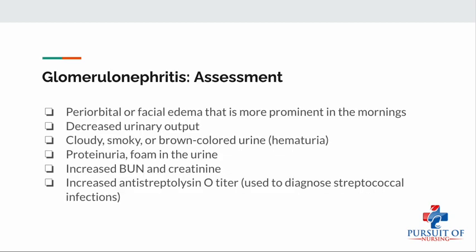So your assessment here: decreased urinary output. They are going to have a lot of edema because their kidneys are not functioning. So they're going to have periorbital or facial edema that's more prominent in the mornings. The urine that they do have, they're going to experience hematuria. So the urine is going to be very cloudy, smoky, or brown colored. They're going to have a lot of proteinuria or foam in the urine. Then, of course, they're going to have increased BUN and creatinine. And then they will also have an increased anti-streptolysin O titer, which is used to diagnose streptococcal infections.